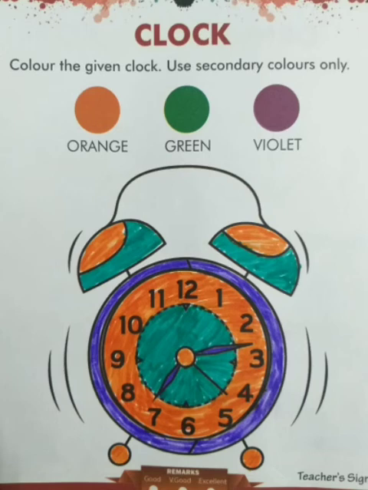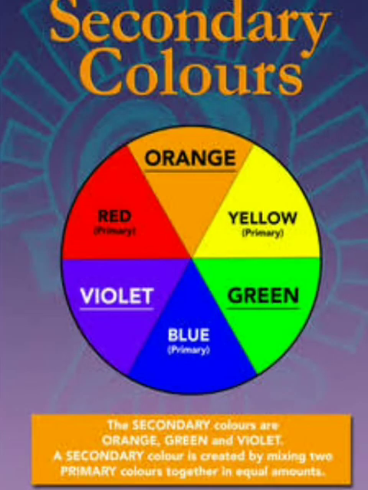Now, come to the secondary colors. Secondary colors are the mixture of two primary colors. Like red and yellow. When we mix red and yellow, it creates orange. Next, blue plus yellow. When we mix blue and yellow, it creates a green color. Red and blue. When we add red and blue color, it creates a purple color. So, secondary colors are the mixture of two primary colors.